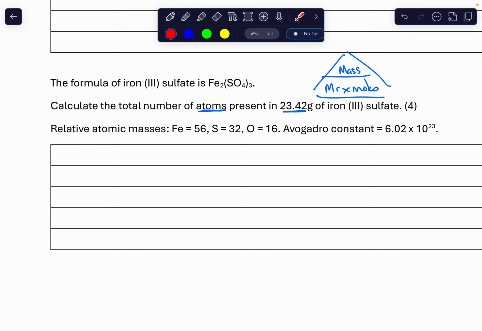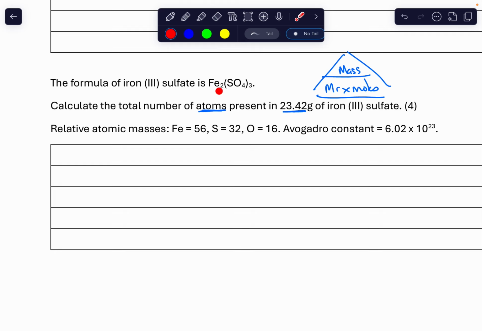Now to find the moles, we need to know the mass, which we've got, but we also need to know the Mr. And the Mr is how heavy this formula is, so it's the mass of this formula. And to work that out, I'm going to use this information here, which is the relative atomic mass, so the mass of each atom in this formula.